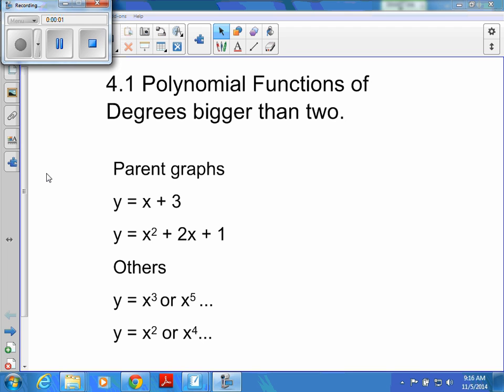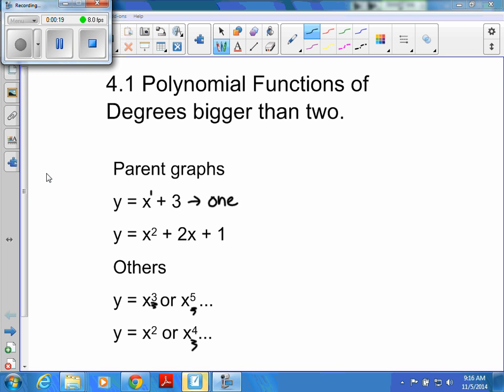Okay, today we're going to go over 4.1, which is higher powers. So far we've been studying only x to the first or x to the second. Now we're going to get into x to the third, x to the fifth, x to the fourth, way higher powers in this chapter. There was one answer to x to the first because the highest power was 1.